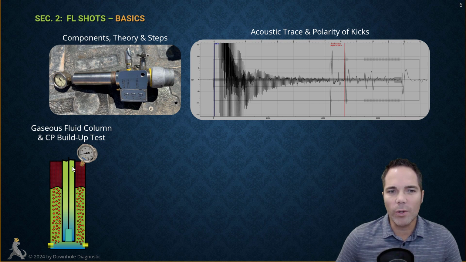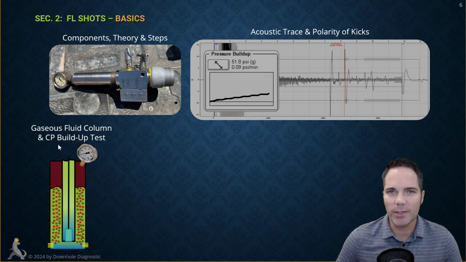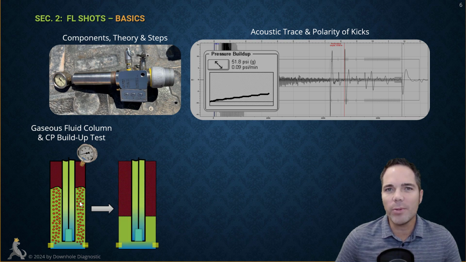And what's really important is that after the fluid level shot, you do a casing pressure buildup test, and you see how fast the casing pressure rises. So for example, it's rising at 0.09 psi per minute. Well, that then feeds into a correlation in the Echometer system, and the output of that is our model of the well.